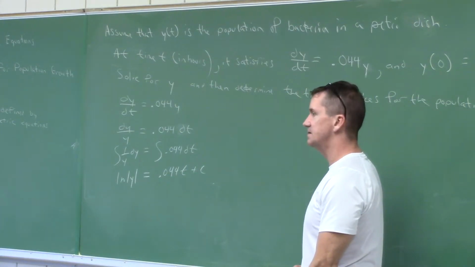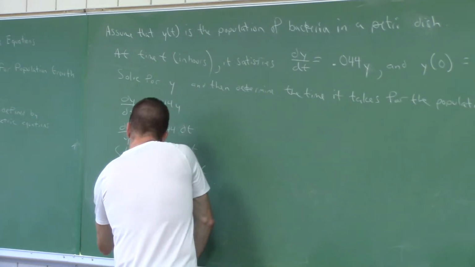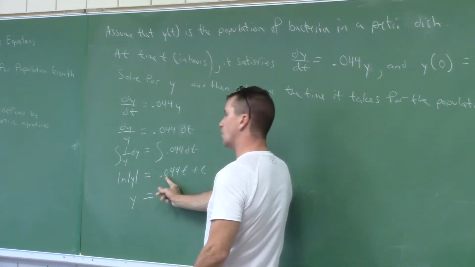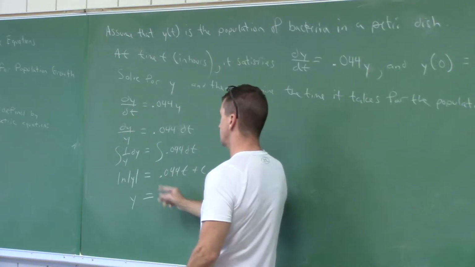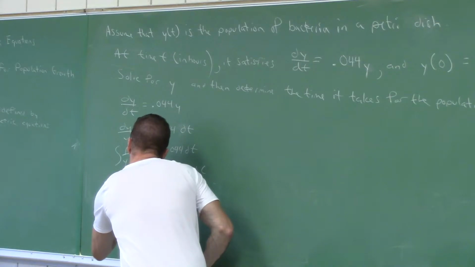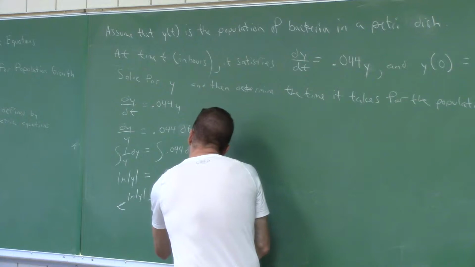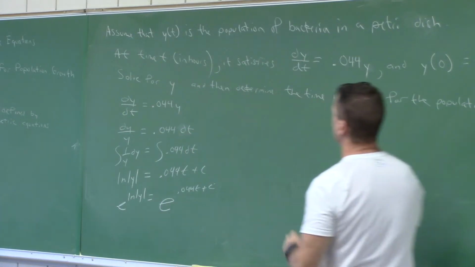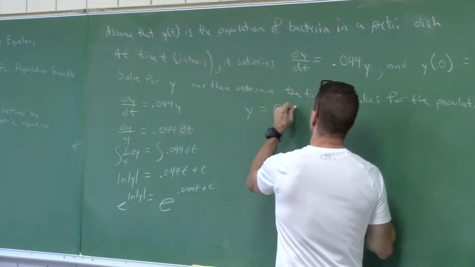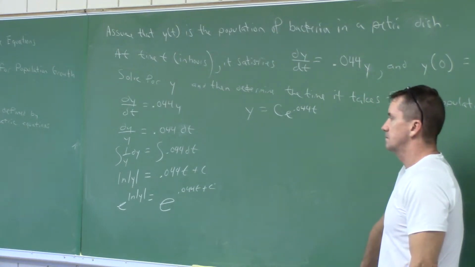e to both sides. We did this in the last two problems. e to the ln y is y. e to the 0.044t plus c. I should still write it, though. People are copying the notes. I want them to see this. So e to the ln y equals e to the 0.044t plus a little constant. Well, what's that turn into? C times e to the 0.044t. Cool. Very good.